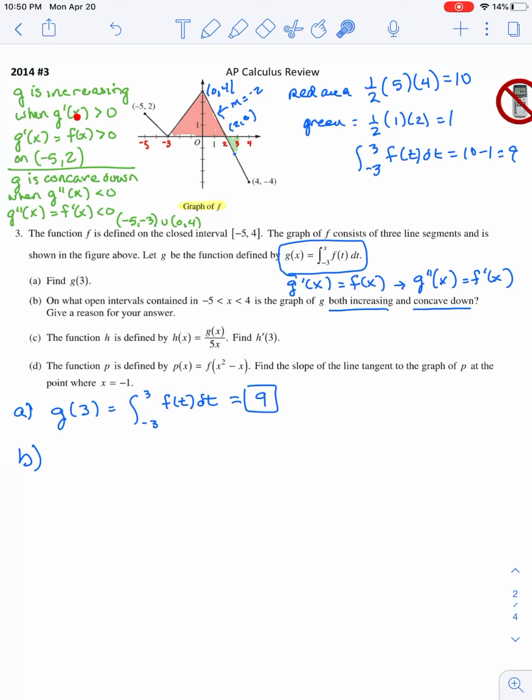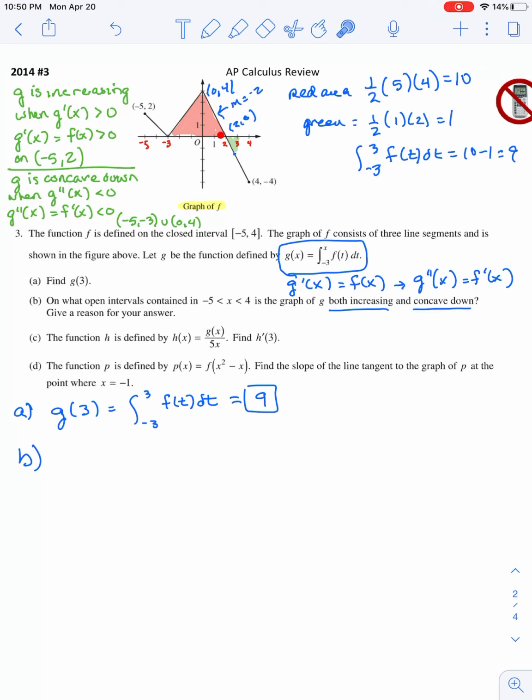So g prime of x is equal to f of x, fundamental theorem of calculus. And so that means g is increasing when g prime of x, which is equal to f of x, is greater than 0. f of x is greater than 0 when the graph of f is above the x-axis.